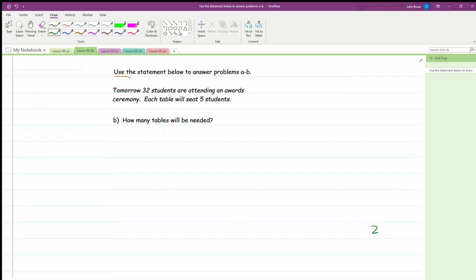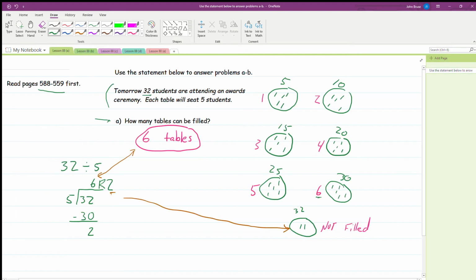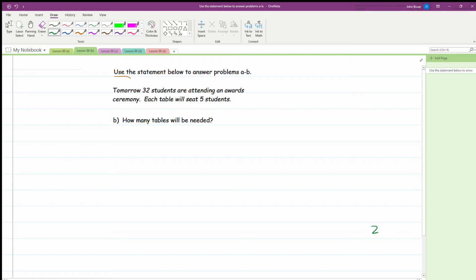Well, on A, we drew this picture, and we had 6 tables filled, but then there was a 7th table that wasn't filled. So I'm thinking that 7 tables is going to be our answer for this one. How many tables will be needed? It's going to be 7 tables.